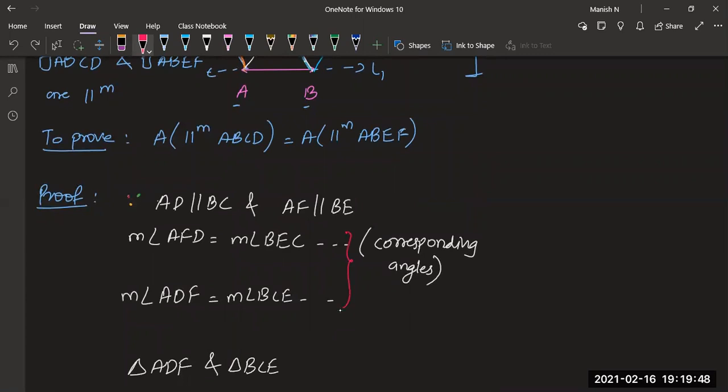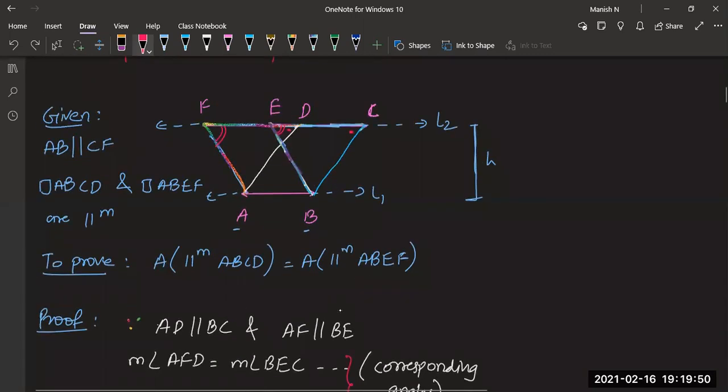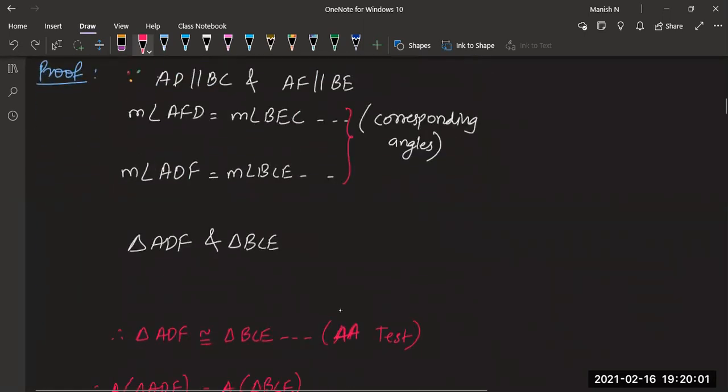So similarly, we can say triangle ADF and triangle BCE are congruent to each other because both of them have two angles in common. So they are congruent by the AA test, because if two triangles have both angles equal, we say they are similar or congruent to each other. So if they are congruent, their areas are also equal.